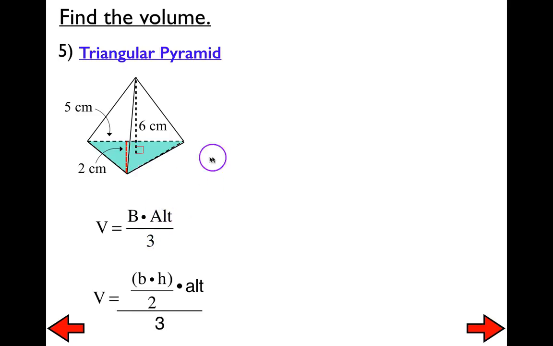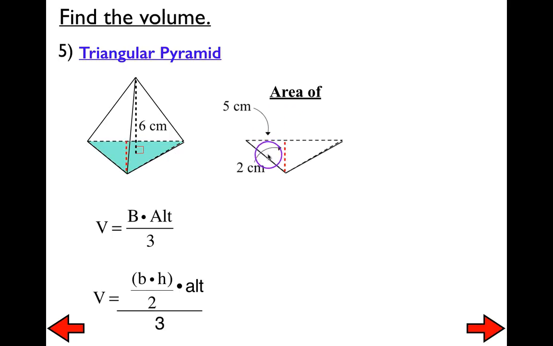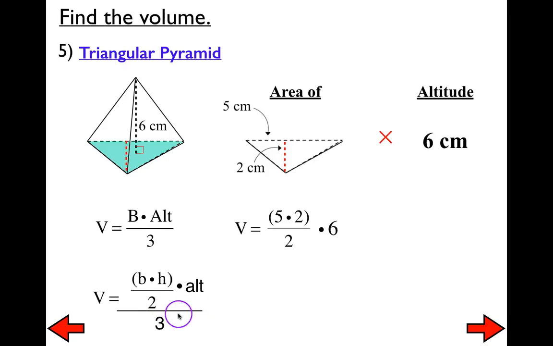So first, let's go ahead and take a look. We have a triangle. Let's find the area of that triangle. And again, we just do base times height divided by 2. So I'm going to say base is 5, height is 2, and then I have to divide by 2. Now let's take a look at the altitude. So what is the altitude? The altitude is 6. So I'm going to go ahead and multiply that by 6. And then last but not least, I have to divide by 3.